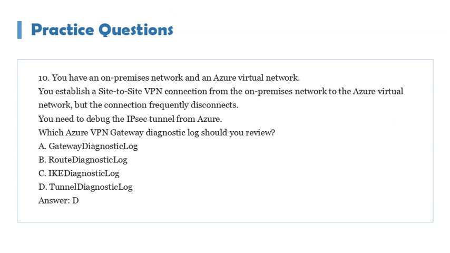10. You have an on-premises network and an Azure virtual network. You establish a site-to-site VPN connection from the on-premises network to the Azure virtual network, but the connection frequently disconnects. You need to debug the IPsec tunnel from Azure. Which Azure VPN gateway diagnostic log should you review? A. Gateway diagnostic log. B. Route diagnostic log. C. IKE diagnostic log. D. Tunnel diagnostic log. Answer: D.